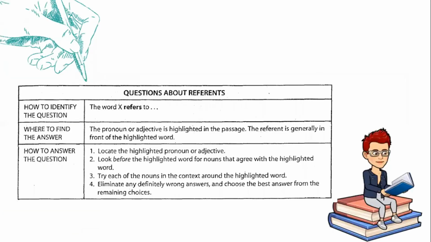And how do you identify the questions about reference? They are always like this: the word "la la la" refers to. Then you have to locate the highlighted pronoun or adjective in the text. You look before the highlighted word for nouns that agree with the highlighted word. You try each of the nouns in the context around the highlighted area, and you eliminate the wrong answers. If you replace the words one by one, you are going to find the answer easily.